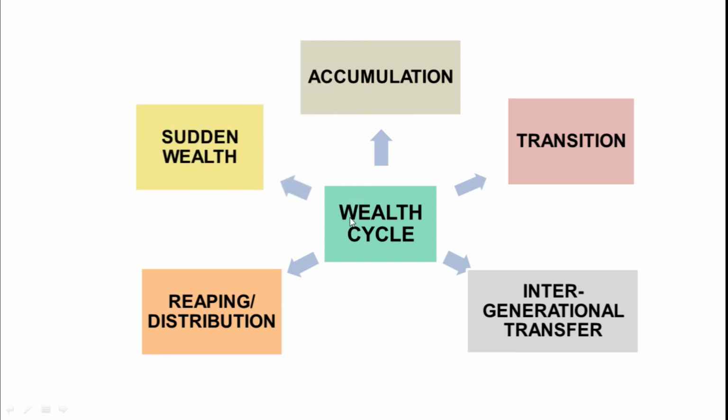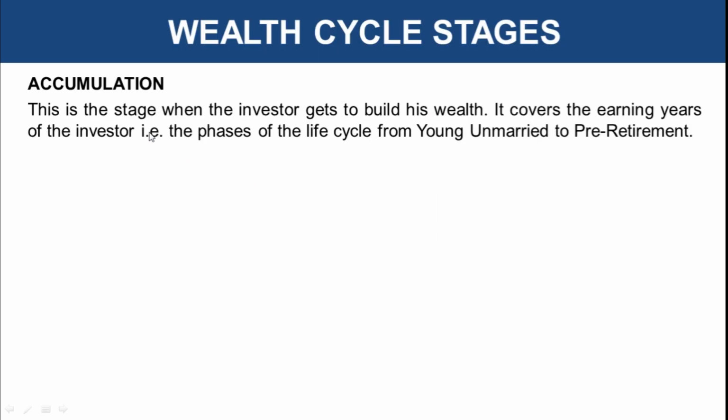Now let's come to this wealth cycle. There are different stages related to the wealth cycle: accumulation stage, transition, intergenerational transfer, reaping, distribution, and sudden wealth. So let's go through this.